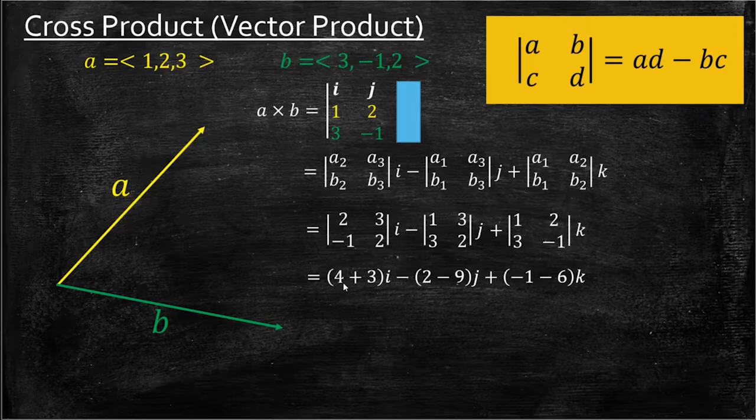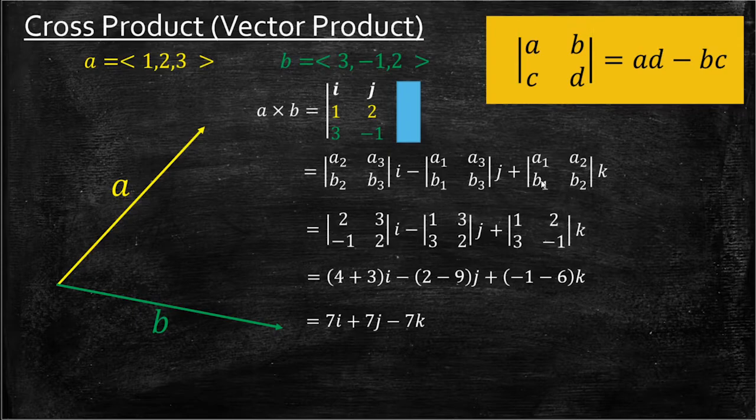And then we just need to clean it up. 4 plus 3 is 7. 2 take away 9 is minus 7 times a negative gives me a positive 7. And minus 1 minus 6 is minus 7. So the cross product between A and B is going to be 7i plus 7j minus 7k. You don't need to write all of this stuff out over here. This step here is important, but we don't need to do this step.